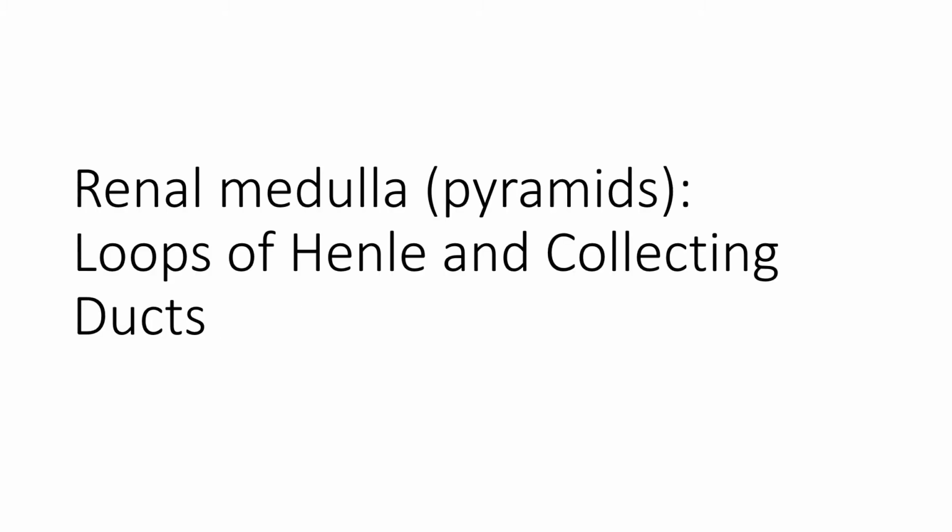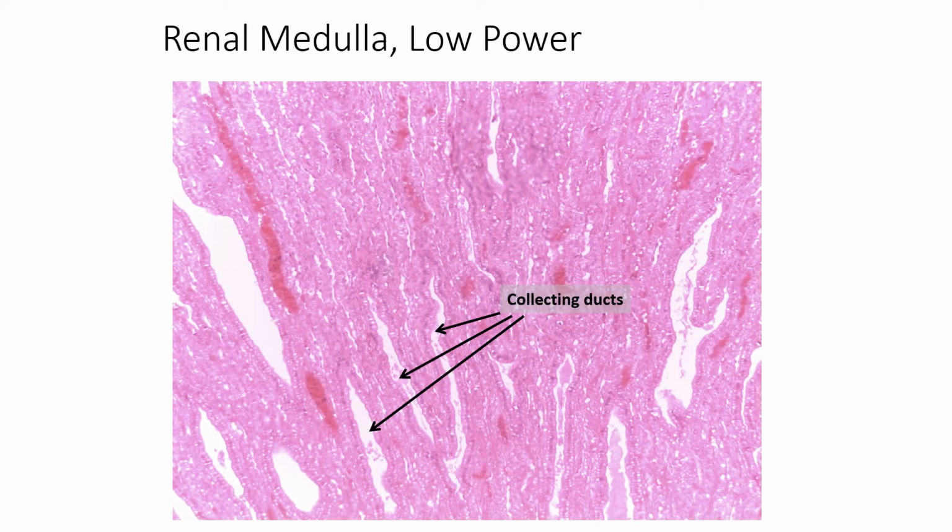First, we're going to start off looking at the renal medulla, specifically at the pyramids, because in the renal pyramids, we're going to find the loops of Henle as well as the collecting ducts of our nephron. So when we look at low power, we see lots of cells, right? It looks really pink, but you see these open spaces. And so these open spaces are the insides or the lumens of the collecting ducts. We have a nice big one here, right? So this is a collecting duct. We've kind of sliced through it longitudinally, and we can see that lumen.